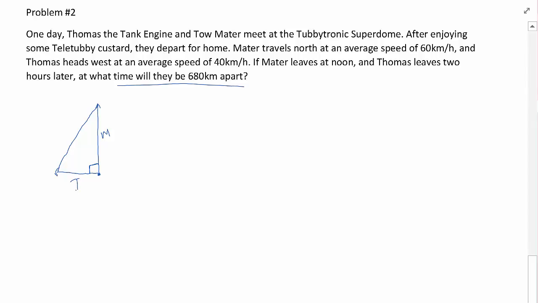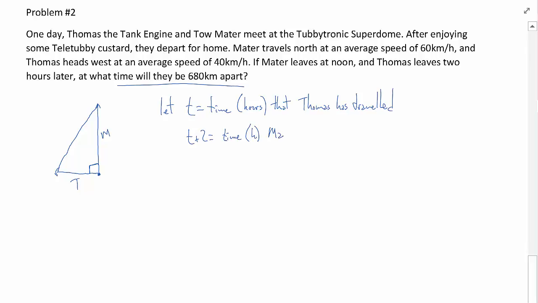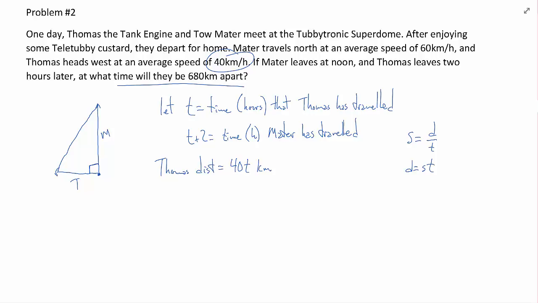We've got a right triangle question here, and we're dealing with the lengths of the sides of the right triangle. Let's let t equal time in hours that Thomas has traveled, and therefore t plus 2 will be the time in hours that Mater has traveled. So what is Thomas's total distance traveled? Since we know that speed is distance over time, we've got distance equal to speed times time, and therefore Thomas's distance traveled is 40 times t kilometers. Mater's distance then is 60 times (t plus 2). Again, he's traveled for an extra 2 hours on top of what Thomas has traveled, and we can tidy this up to be 60t plus 120 kilometers.